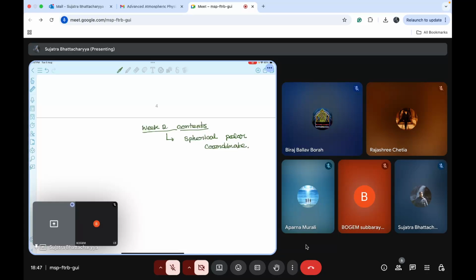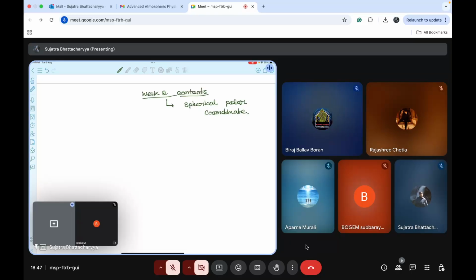Now we will move towards the spherical polar coordinate. So the thing is that we consider Earth as a spherical body, but the actual shape of the Earth is an oblate ellipsoid. It's not a sphere, but to some approximation we can consider that as a spherical body, and hence apply the spherical polar coordinate conventions in this particular part.